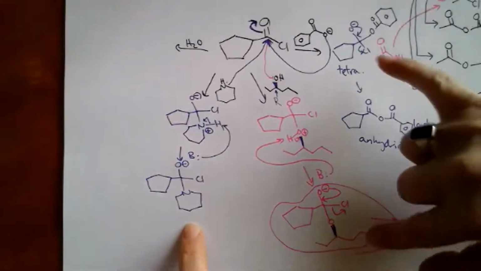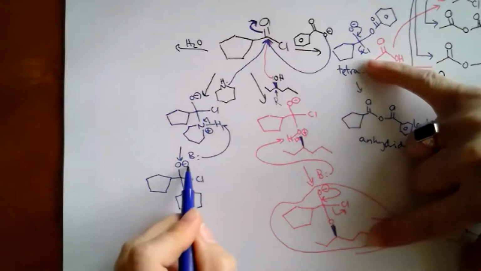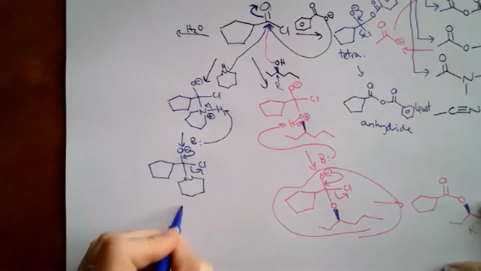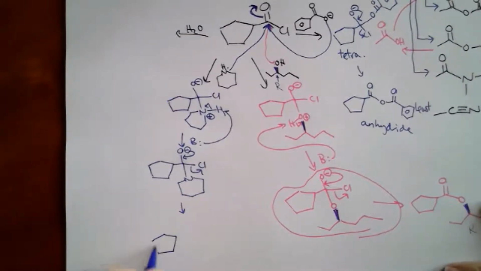That looks like this tetrahedral and that tetrahedral intermediate. I'm ready to fold down and kick out my weakest base, my best leaving group. Ta-da! It's an amide.